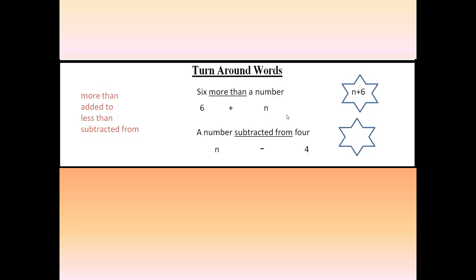How about a number subtracted from 4? Well, I can't subtract from something unless I already have that thing. So instead of doing n minus 4, I need to do 4 minus n. So these turnaround words will tell us that we need to switch the order of the numbers and variables on either side of the operation sign.